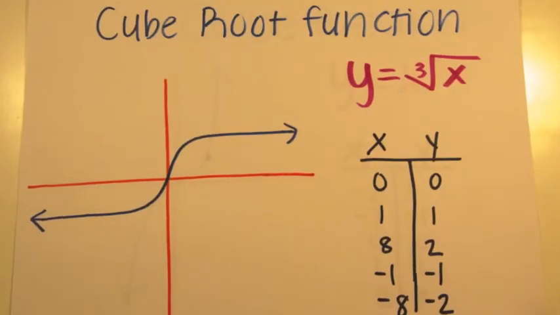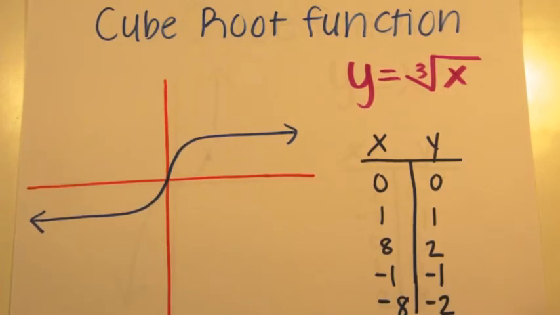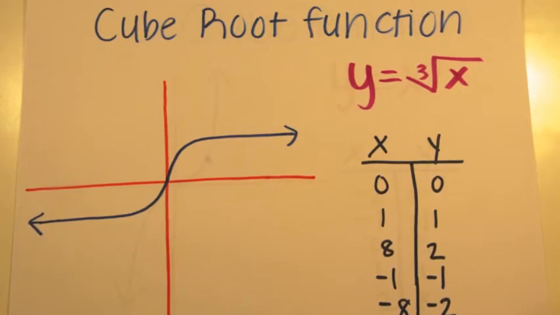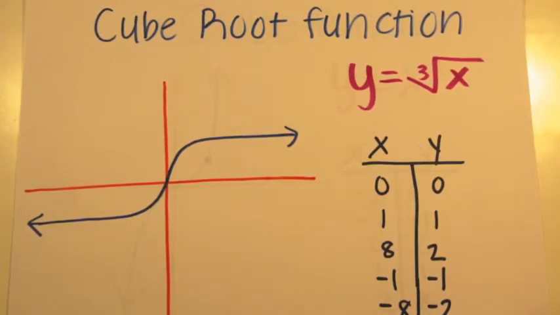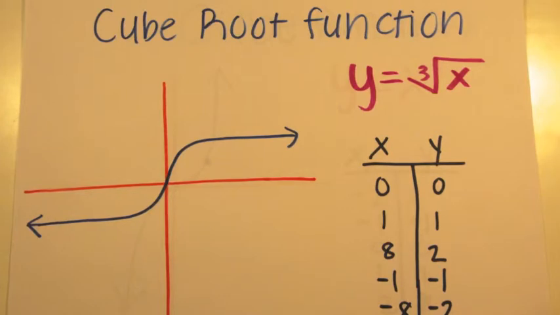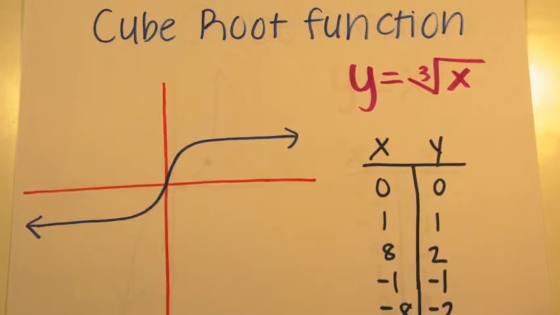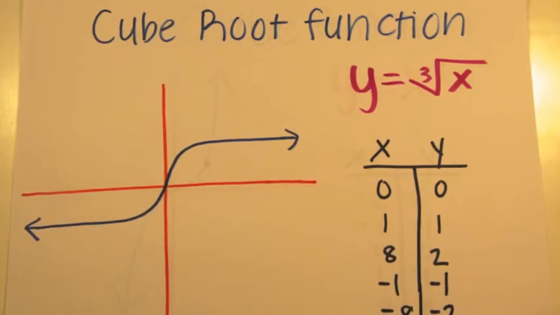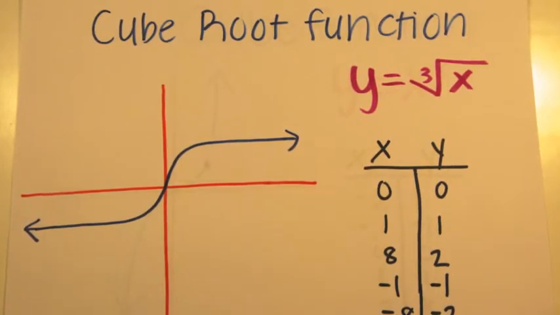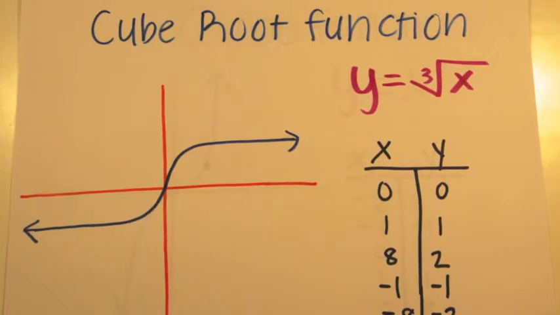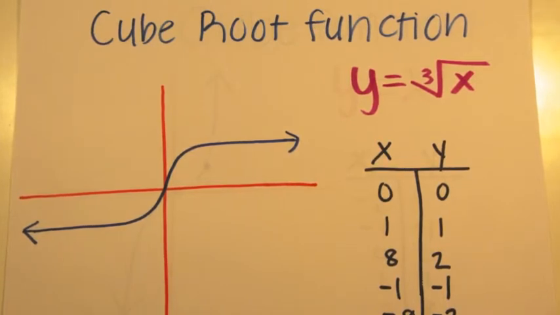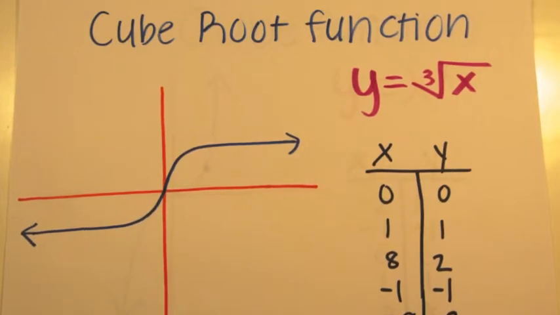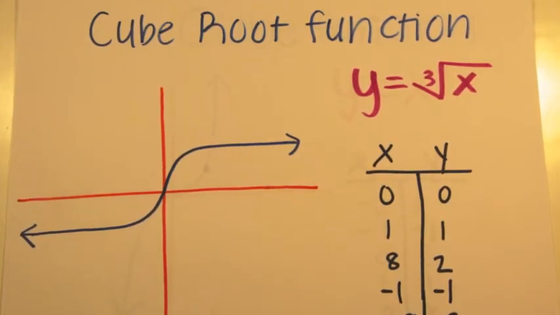Next, we have the cube root function. I made an xy chart and I plugged in these values, and this is what the graph looks like. Looking at it, I can tell that the domain and range are both negative infinity to infinity. They have no limits. The y-intercept is at 0 and the x-intercept is at 0. Although this graph looks a little funny, it still has symmetry. It's reflected about the origin, and that means that it's odd.